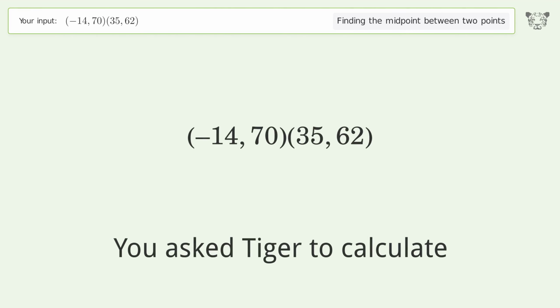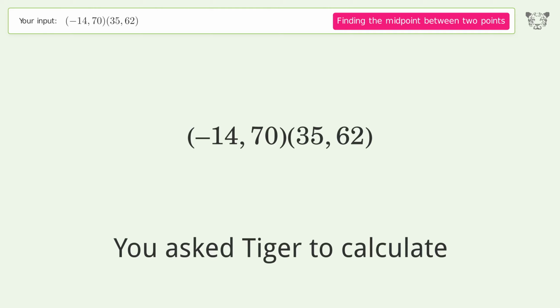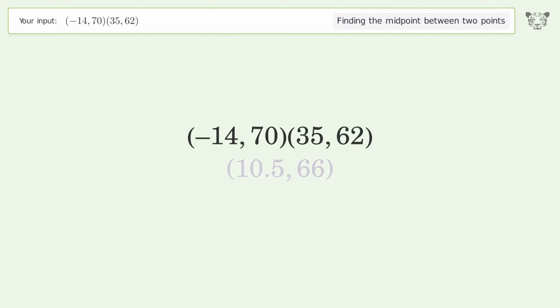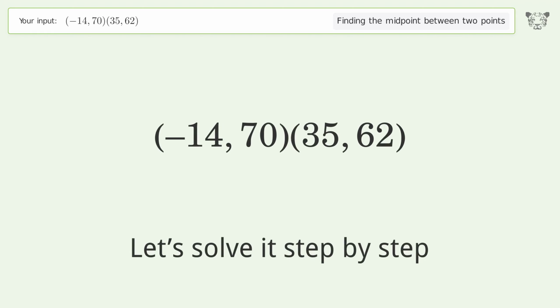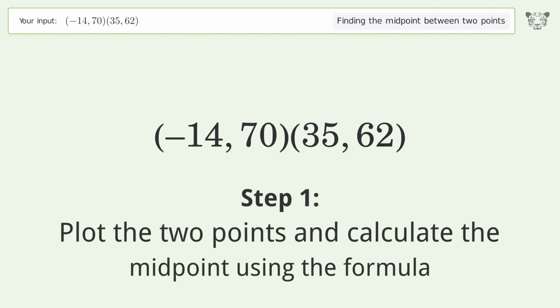You ask Tiger to calculate. This deals with finding the midpoint between 2 points. The midpoint between the 2 points is 10.5, 66. Let's solve it step by step. Plot the 2 points and calculate the midpoint using the formula.